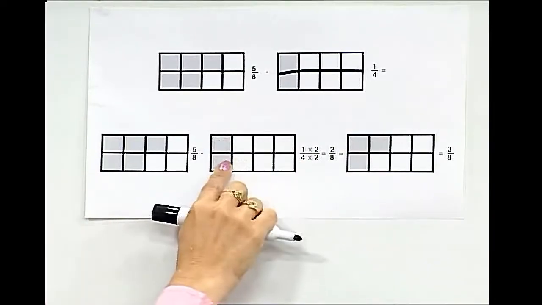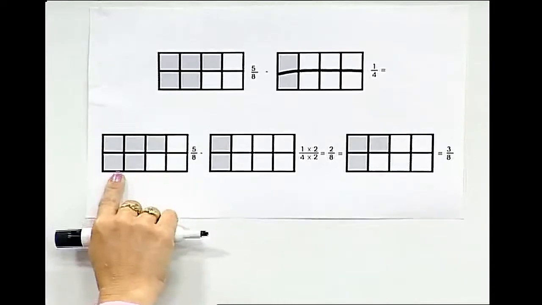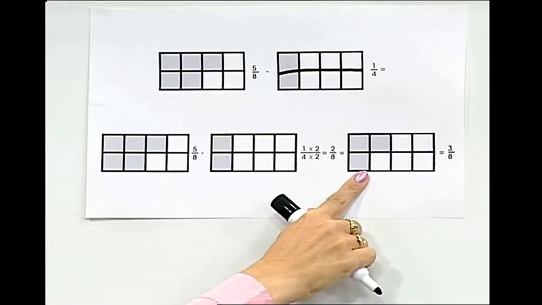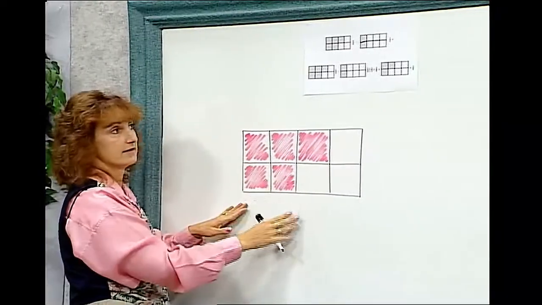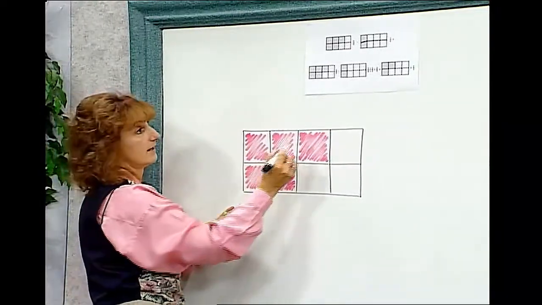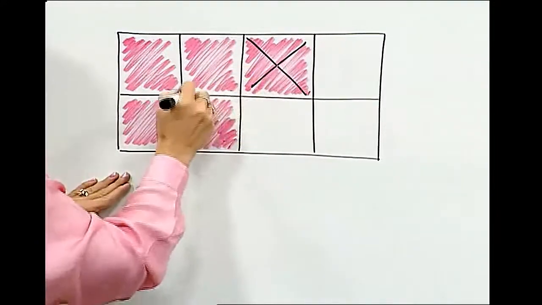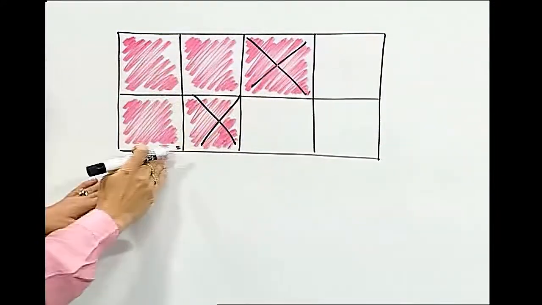If I take these 2/8 away from the 5/8, I will be left with 3/8. Shown here, we have our 5/8. We want to take 2/8 away. We are left with 3/8.